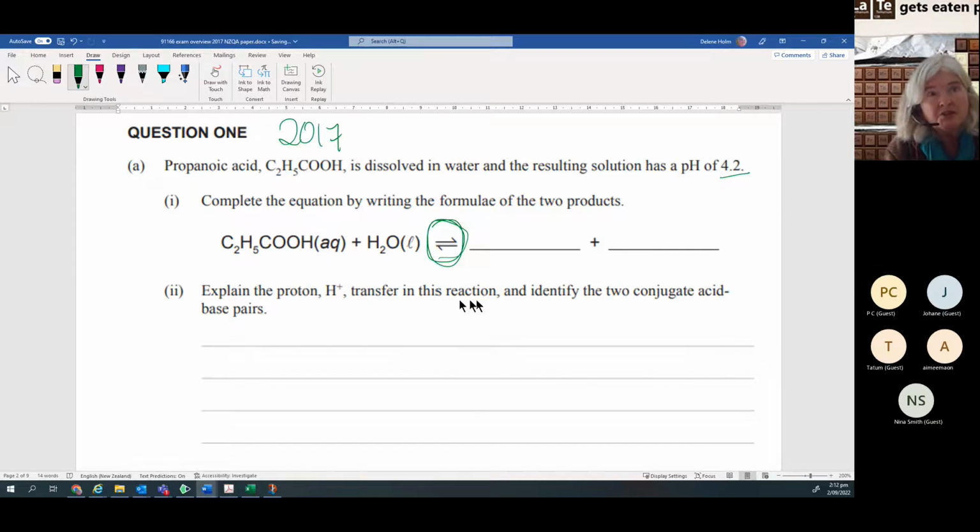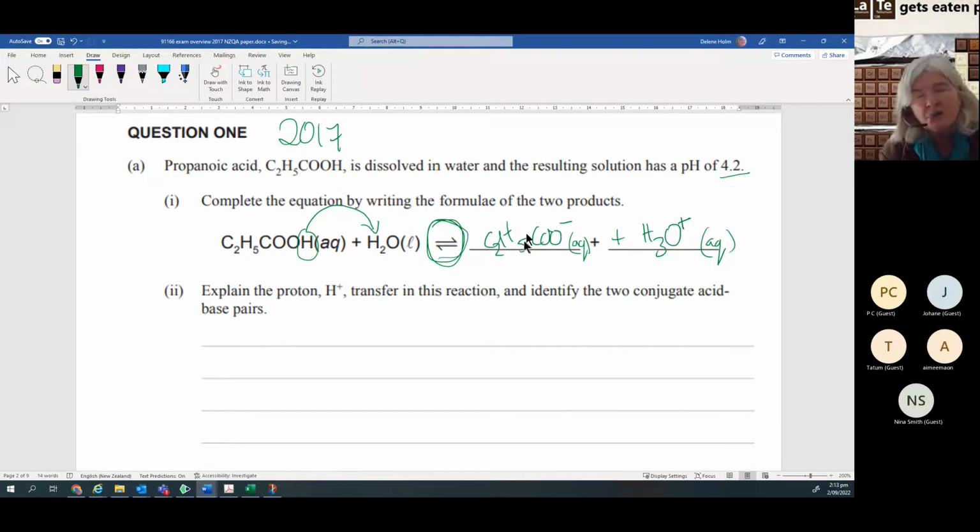An acid is a proton donor. So it's this proton that's going to get donated to the water. So I'm going to have C2H5COO minus plus H3O plus. And it's not going to be affected whether you put in the aqueous or not. If you want to show off, add an aqueous, but it's not going to be vital.